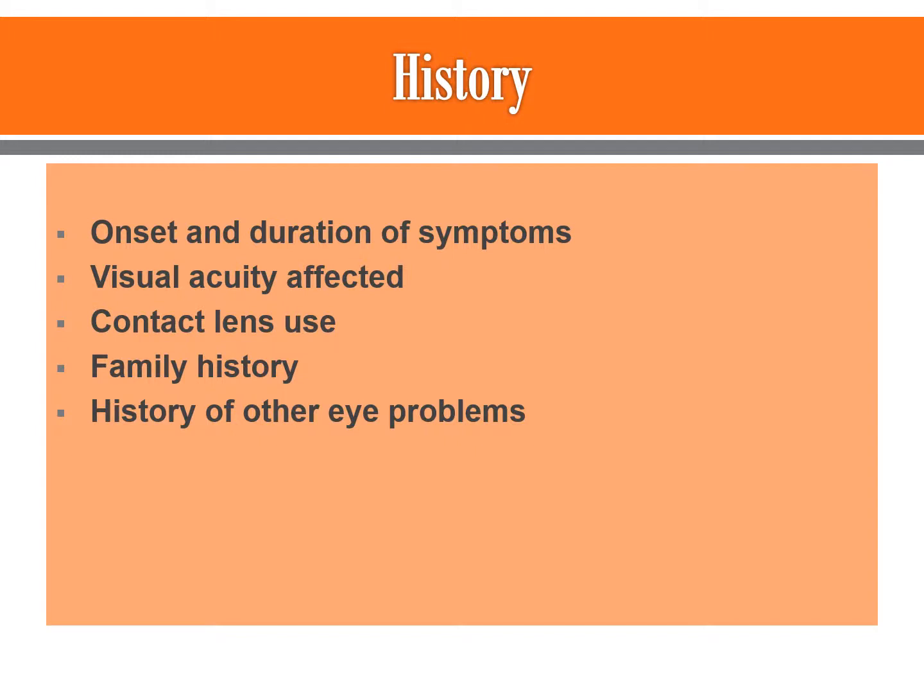So when we're looking at our history for these patients, we want to look at the onset and duration of symptoms and ask about their visual acuity, if their visual acuity has been affected. So that could be something that could be concerning. If the lump itself is large enough to distort the ocular surface and causes blurring of vision, that could be a concern, but that rarely does occur.